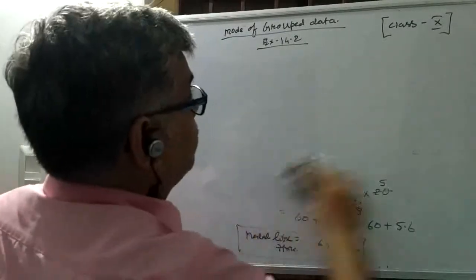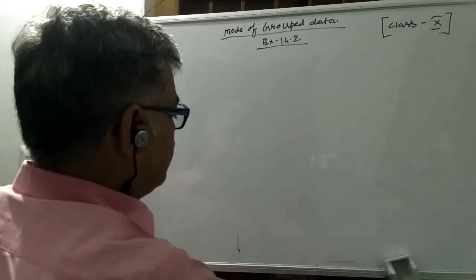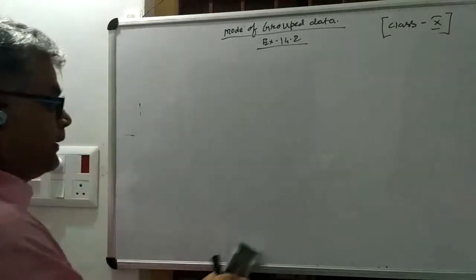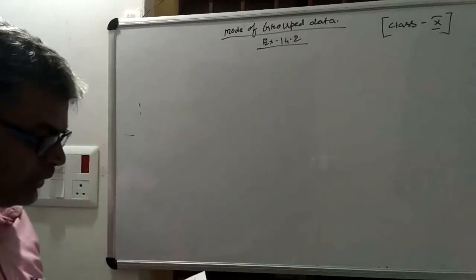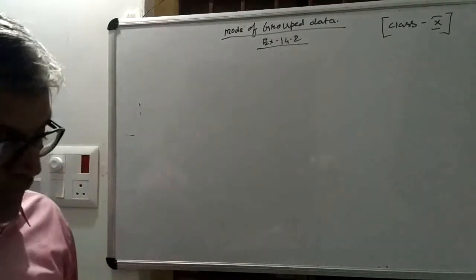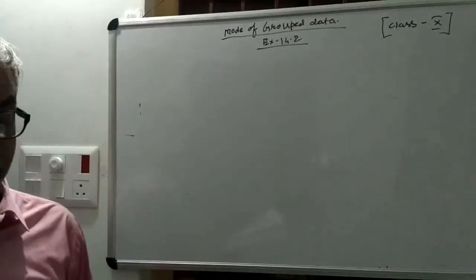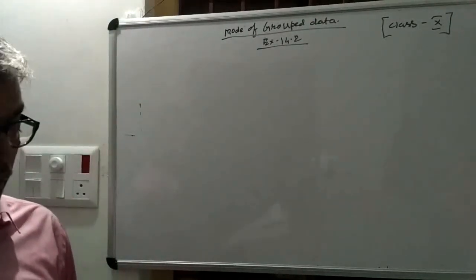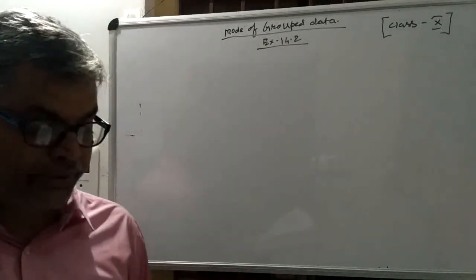See question number 5 of this exercise. The question is: the given distribution shows the number of runs scored by some top batsmen of the world in one-day international cricket matches.